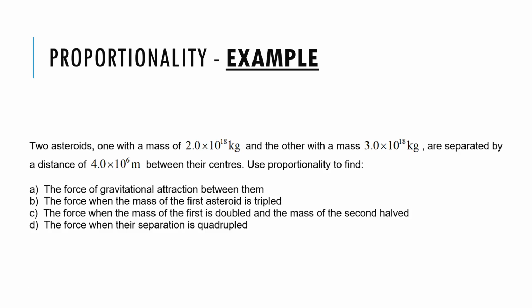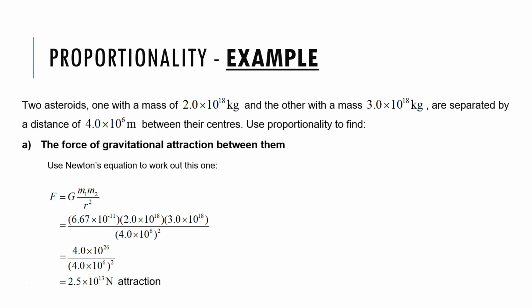So what we want to do here is use proportionality to find A, the force of gravitational attraction between them at their original separation; B, the force of gravitational attraction when the mass of the first asteroid is tripled, that's this one, probably should have labeled it a bit better; and then C, the force when the mass of the first asteroid is doubled and the mass of the second asteroid is halved. Then lastly, D, the force when their separation is quadrupled. So each of these is like a different part.